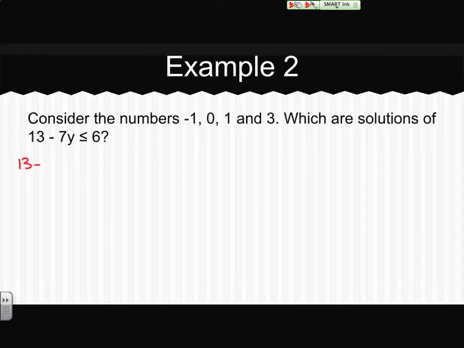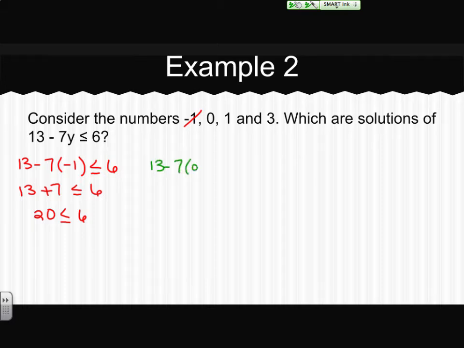So you'd have 13 minus 7 times -1 is less than or equal to 6. And so you'd have 13 plus 7 is less than or equal to 6. So you have 21 is less than or equal to 6. That one didn't work because that's not true. Okay, the next one, we try 0. So now I have 13 minus 7 times 0 is less than or equal to 6. So now I have 13 minus 0 is less than or equal to 6. So I have 13 is less than or equal to 6. That one's also false because 13 is larger than 6.